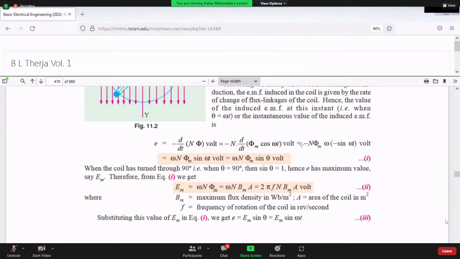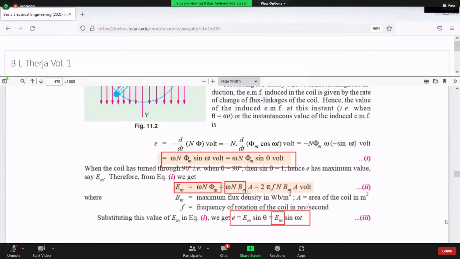E is equal to Em sine theta or Em sine omega t. And for Em, this is what has been written, right? So Em is equal to omega into n into phi m, where omega is the angular velocity, n is the number of turns, phi m is the maximum flux.